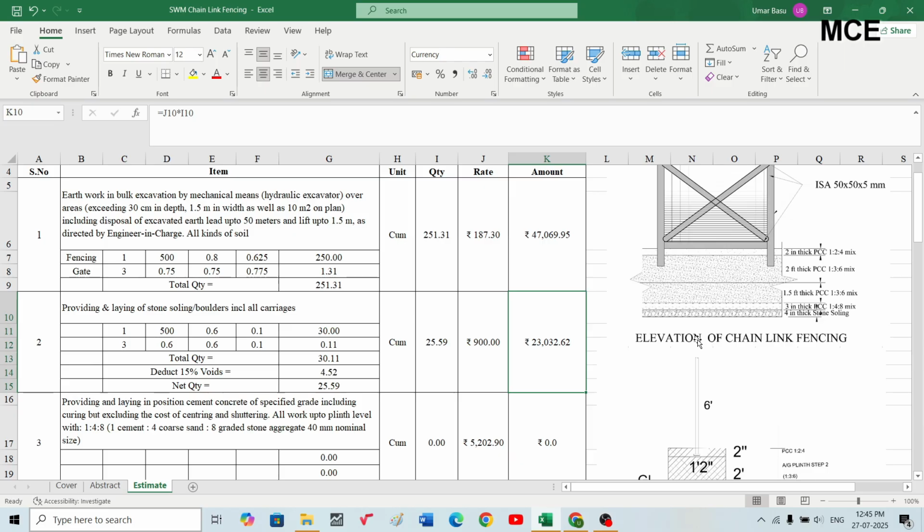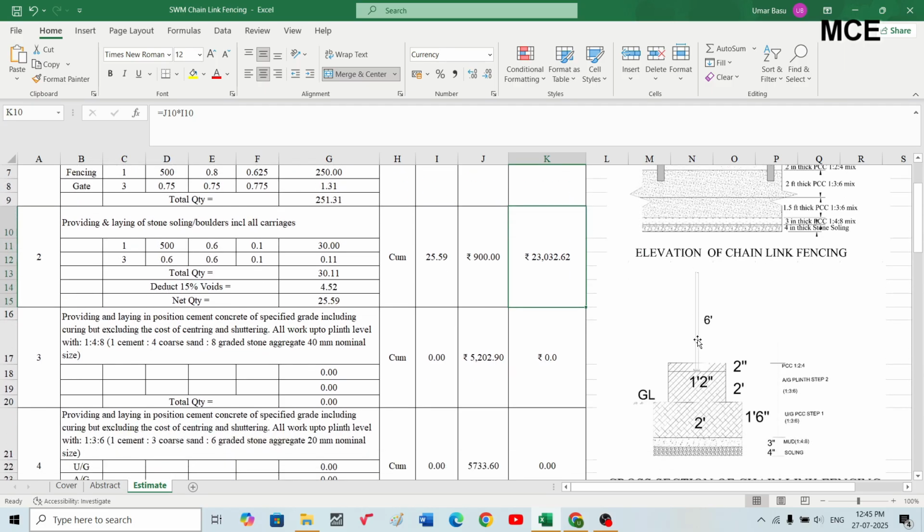Okay, which is for 1:4:8, which is M7.5. Okay, so again length is 1 into 500 meters the length. Width will be same, that is 0.6, and depth for this is 3 inch, that is 0.075 meters. So quantity will be 22.5 cubic meters.